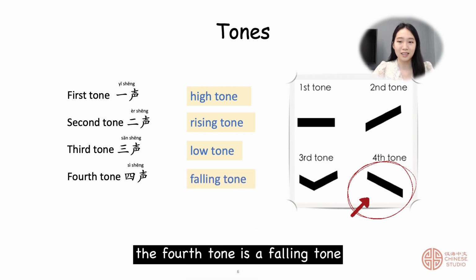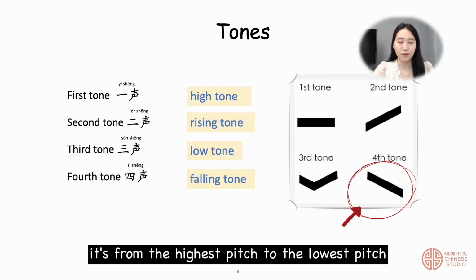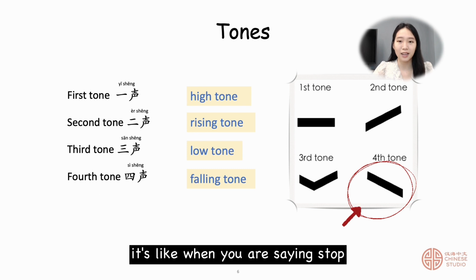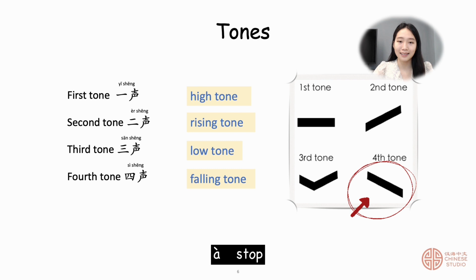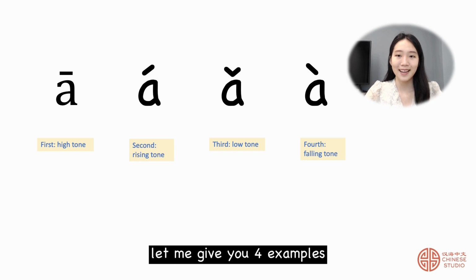The fourth tone is a falling tone. It's from the highest pitch to the lowest pitch. It's like when you are saying stop. Let me give you 4 examples and let's practice them together.